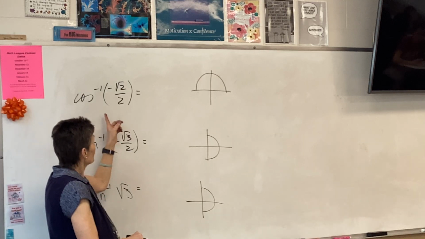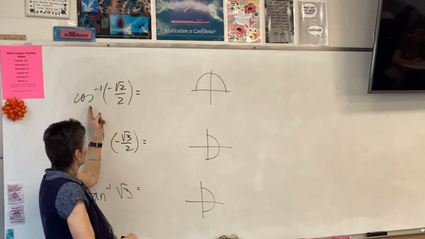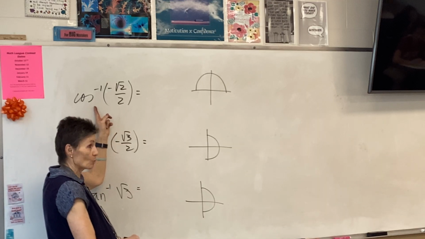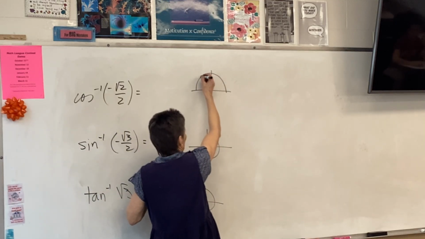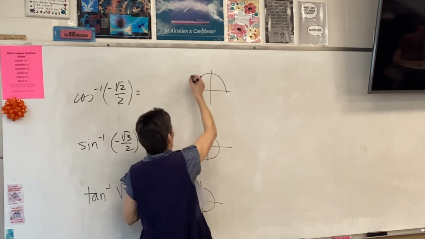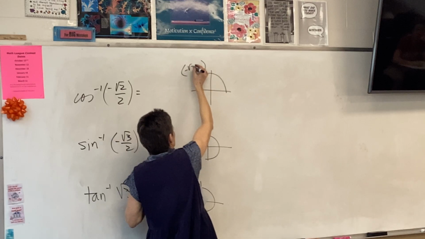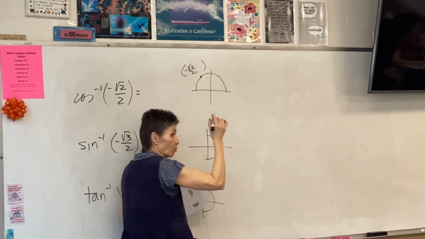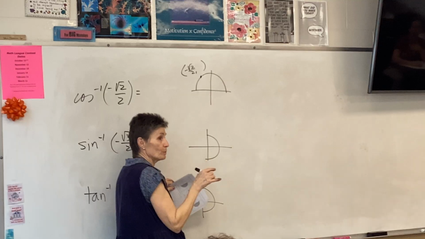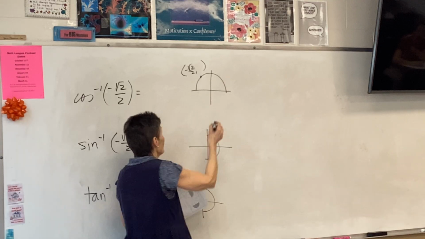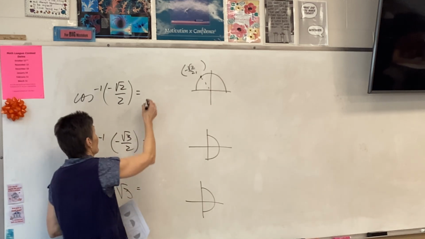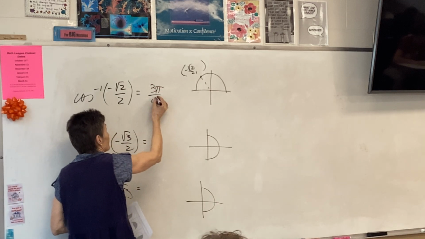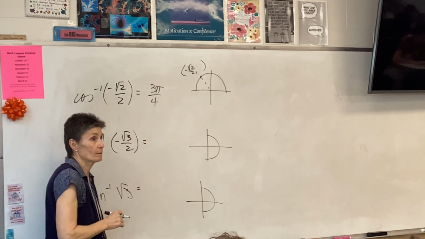So for the first one, we're doing a cosine problem. That's your x coordinate, right? The x coordinate is negative root 2 over 2 over here somewhere. What angle has an x coordinate that's negative 1 over root 2 or negative root 2 over 2? What angle is that? 3 pi over 4.